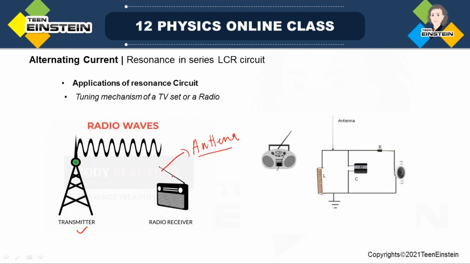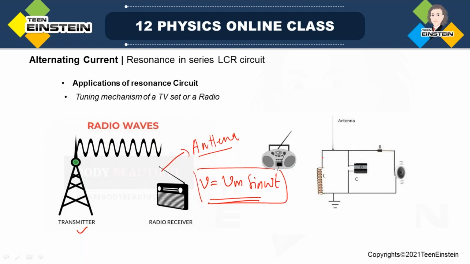What happens after the wave is accepted by the antenna? This radio signal accepted by the antenna acts as your signal voltage, like Vm sine omega t. What you give in the LCR series circuit by battery is obtained by this antenna. This AC voltage is obtained by the antenna, in terms of radio wave.